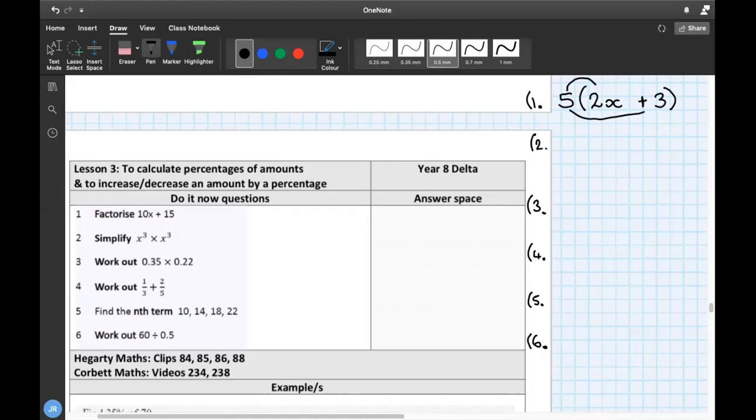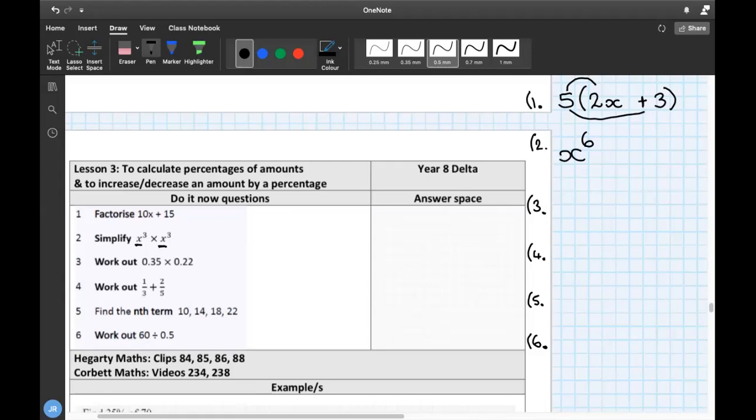Okay, next we've got x to the power of 3 multiplied by x to the power of 3. We have the same base, x and x. We're multiplying. That means we need to add the powers together. We've got a power of 3 and a power of 3. We can add those powers together. We will get x to the power of 6.